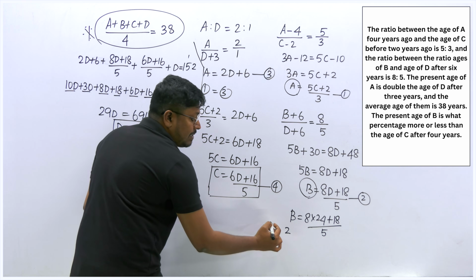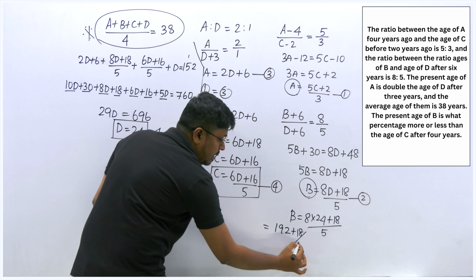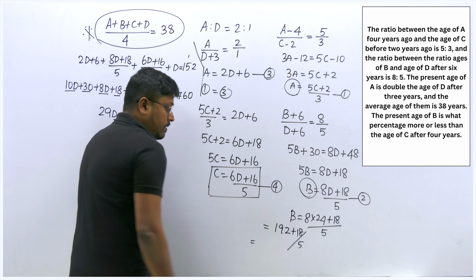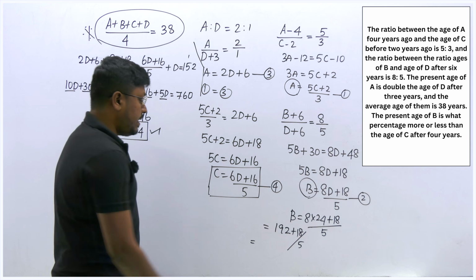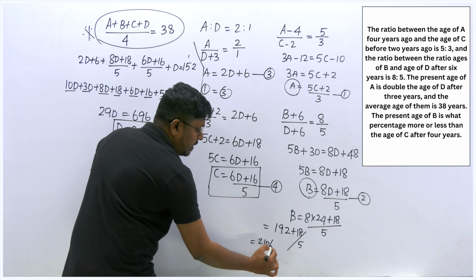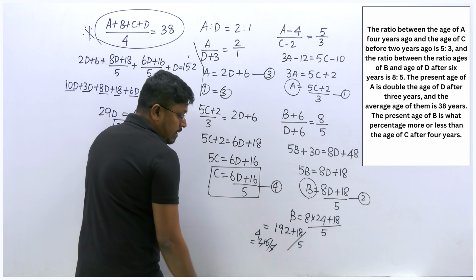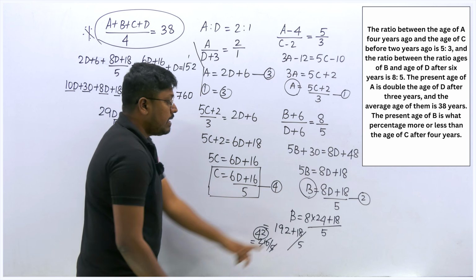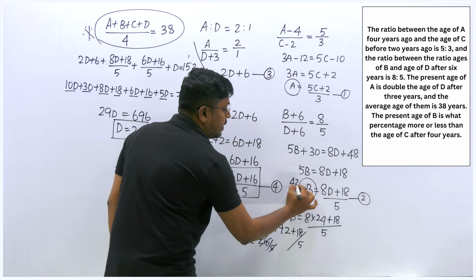So 8 4s are 32. Remaining will be 3, 16, 19 plus 8 divided by 5. So this will be like 19, 200, 210, right? So 210 divided by 5. So once you cancel it, 5 4s are 20. So remaining will be 1, 5 2s are 10, which is 42. That means the person B's age is 42. So B's age will be 42 here.